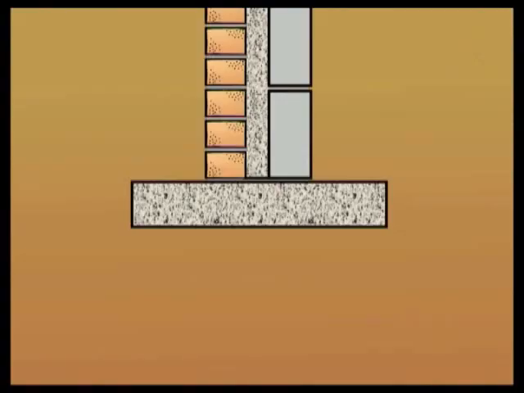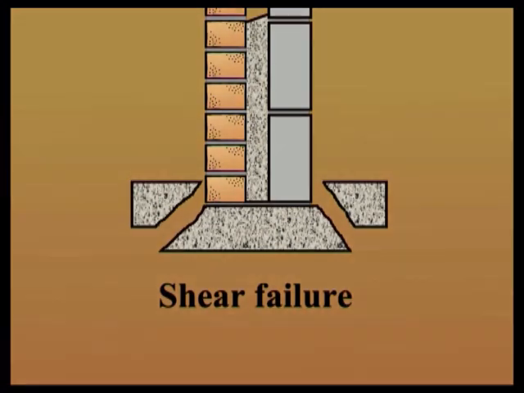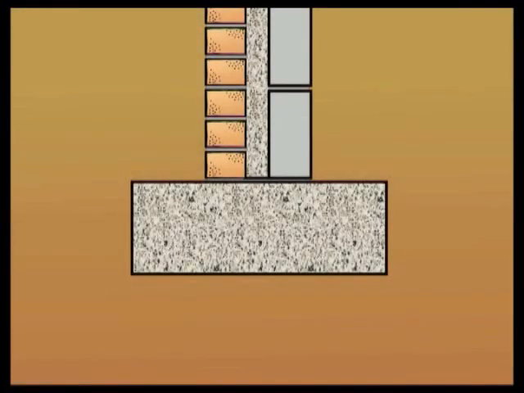The load from the walls is distributed through the concrete at about 45 degrees. In thin, wide foundations, there's the danger that the load from the wall can crack the concrete, reducing the effective bearing area. This is called shear failure. As long as the thickness of the concrete is not less than the projection, the correct bearing area will be maintained.